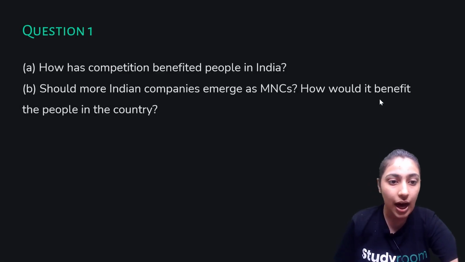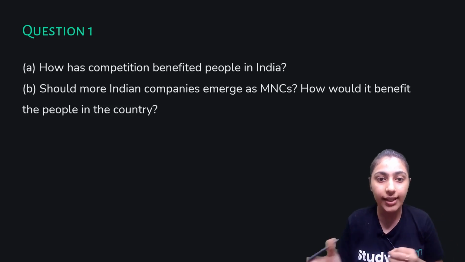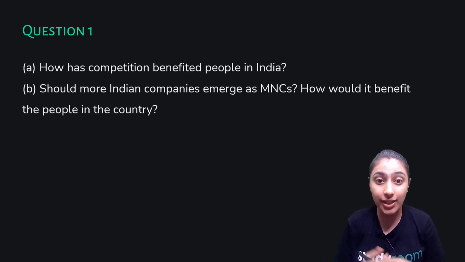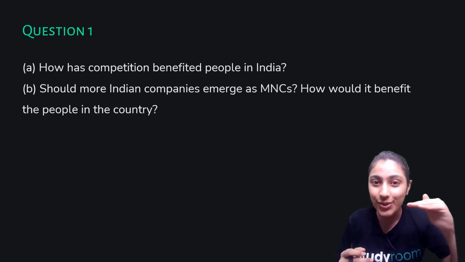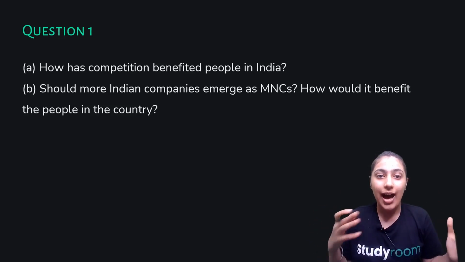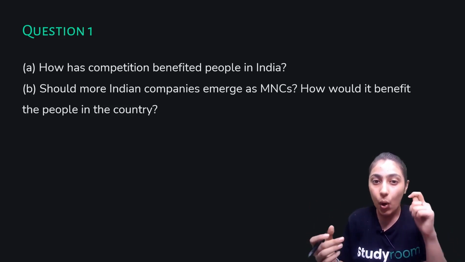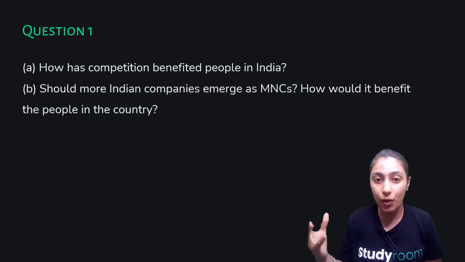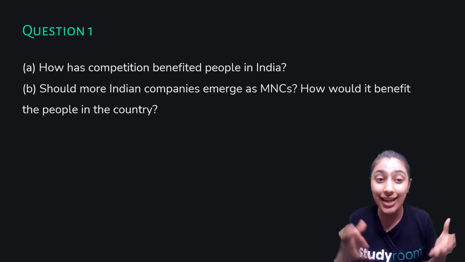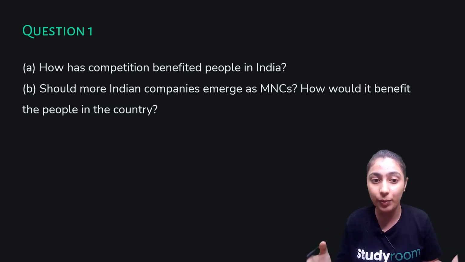Our first question is, how has competition benefited people in India? So, talking about the benefits that this competition has caused in India, the points that you can include in this particular question are that the Indian producers have reduced the prices in order to compete with the foreign producers, and this is a happy scenario for the purchasers, the people who are buying that product. Also, in order to give tough competition to foreigners, our Indian producers have improved the quality and the technology. So definitely, this has been in good favor for the people of India.